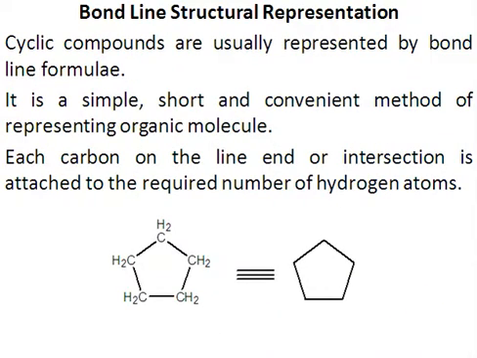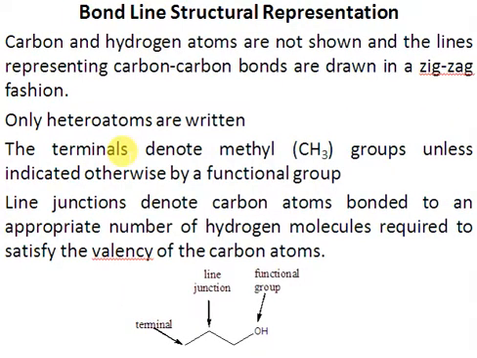Okay, so we write only the heteroatom in case of the bond line formula, right? And terminal denotes the methyl group. So here I've just drawn the structure for your ease of convenience. You can see here. Then we have a terminal here, right? So whenever there is a terminal, you should know there is a methyl group here, right? So there is a methyl group here at the terminal.